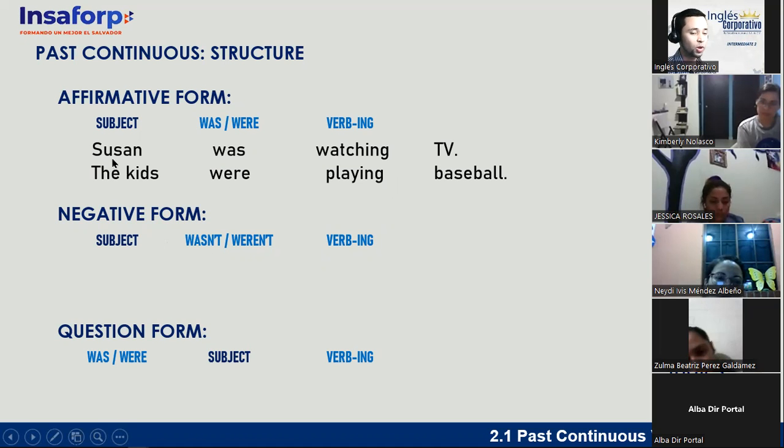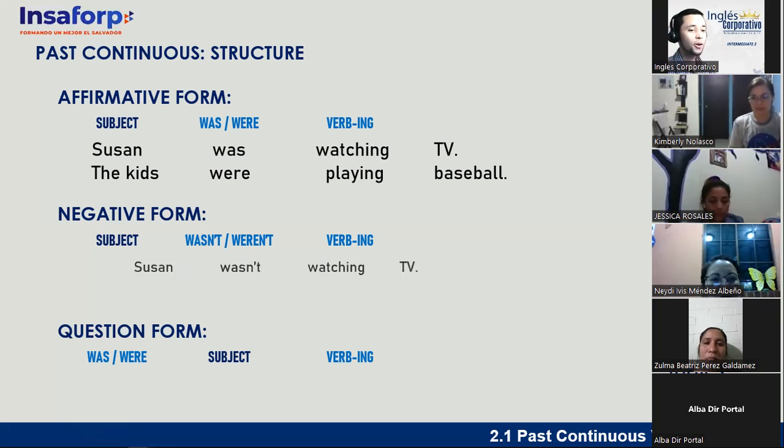So what about the first one? Susan was watching TV. What is the negative form? Who can tell me? Kim. Susan wasn't watching TV. Correct. Susan wasn't watching TV. Good.